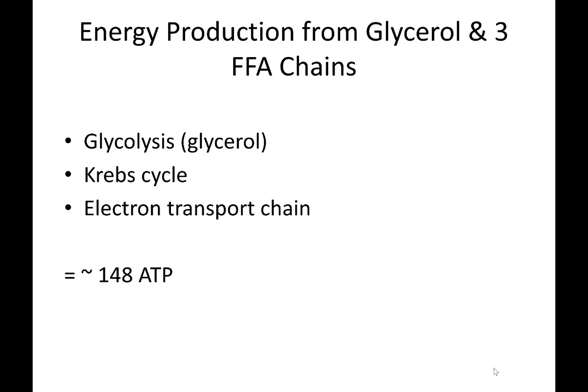So for glucose, the most we would get was 38 numerically. Technically, it's about 36. For a triglyceride, it depends on how long the chains are, so in general we're looking at north of 100, which is why fat is so good for survival. That was really the benefit of fat, it was a very economical way for us to store food in anticipation of starvation scenarios or winters or whatnot.